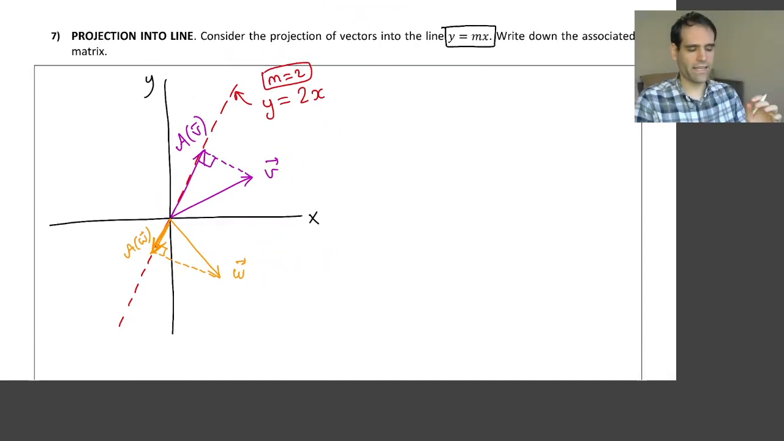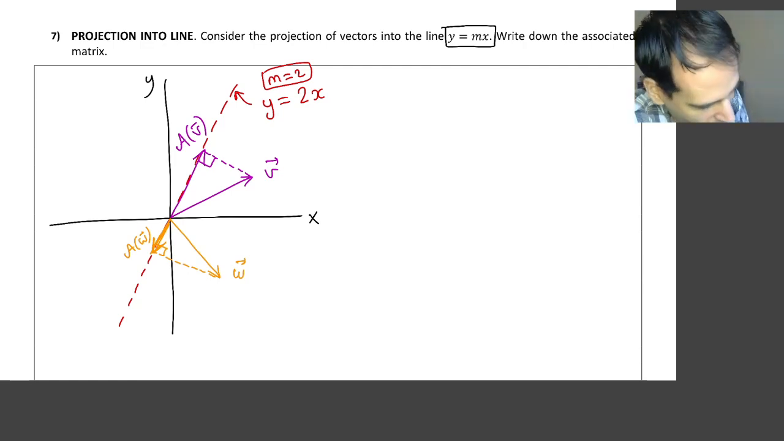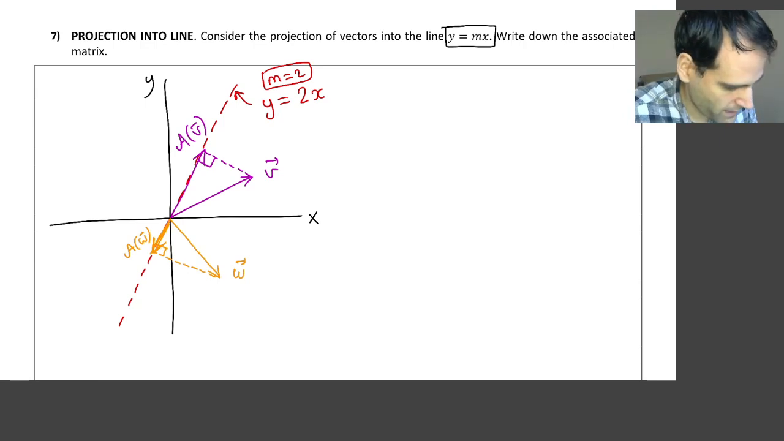But we don't want to do it for the case m equals 2. We want to do it for the general case, right? So this is where the complexity starts. How do you find an equation for the projection of a vector into a line? If you remember from last chapter, chapter 1, vector spaces, we saw a recipe for projecting a vector into a subspace. If the subspace is a line, that's very easy because this subspace is the span of one single vector.